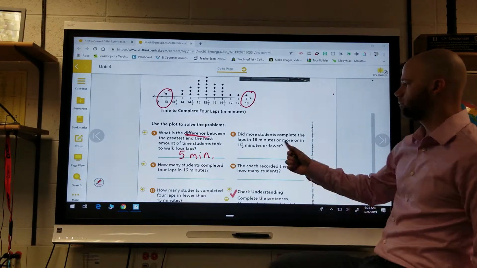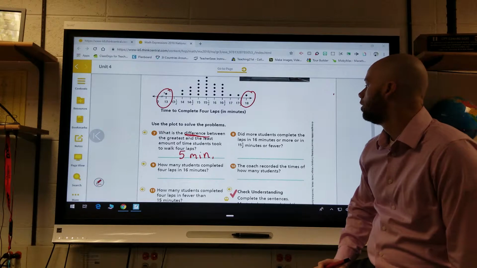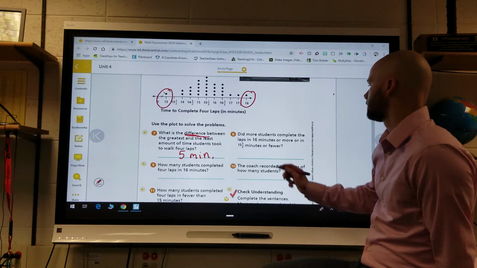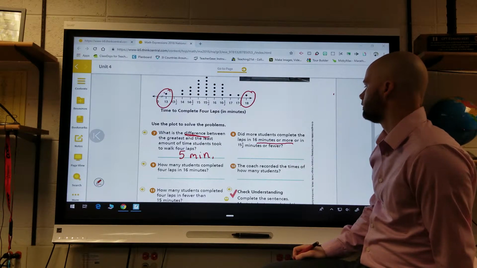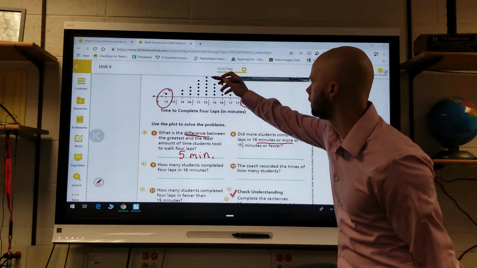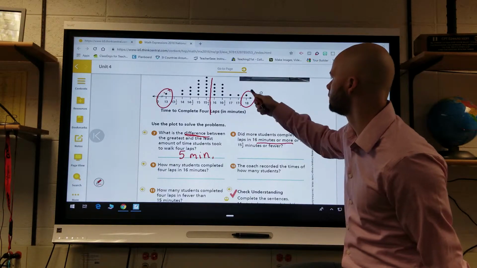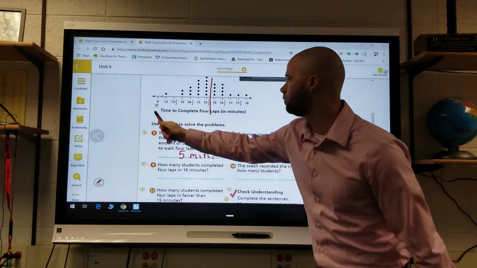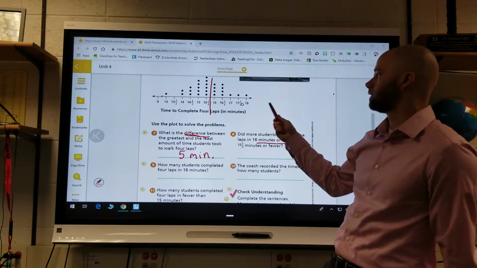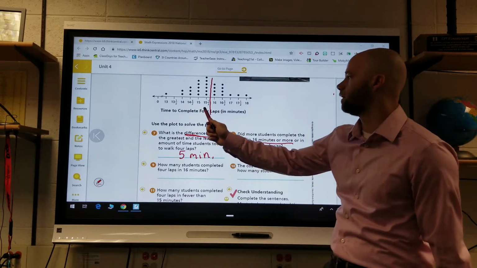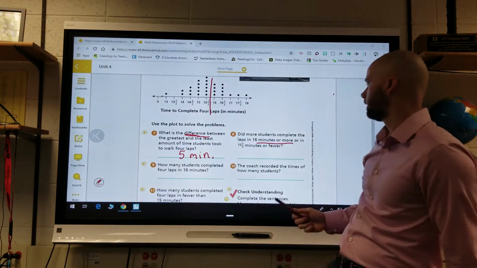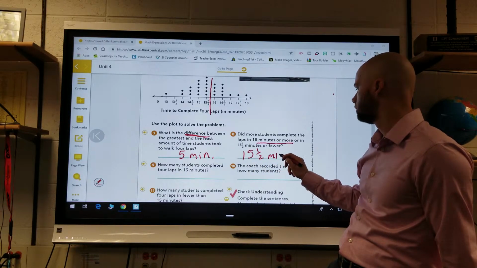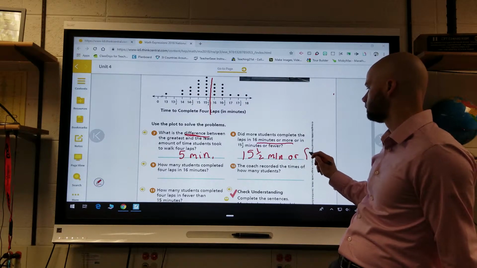Okay. Did more students complete the laps in 16 minutes or more, or in 15 and a half minutes or fewer? So this is kind of our line right here. Okay, let's get rid of these. So are more students on this side of the line, 15 and a half or fewer, or are more students on this side, 16 or greater? Okay, so definitely more students on this side. So our answer would just be 15 and a half minutes or fewer here.